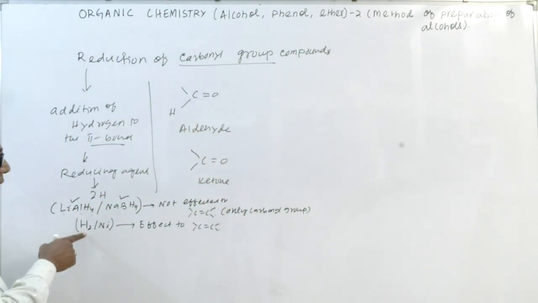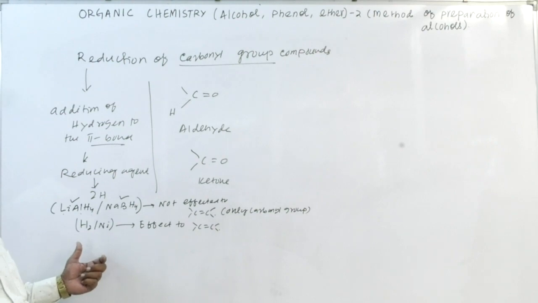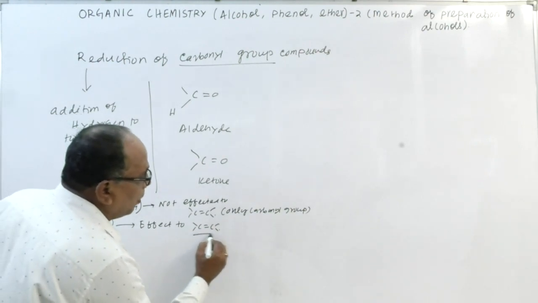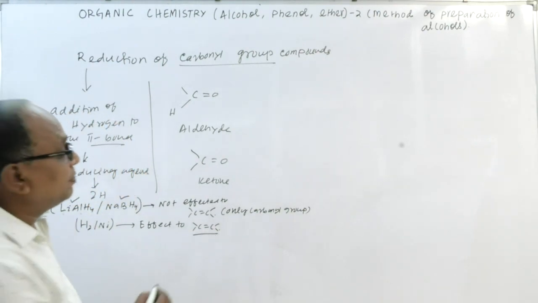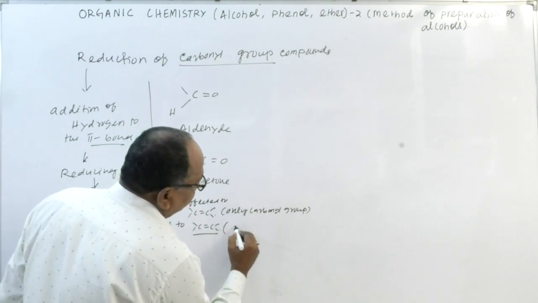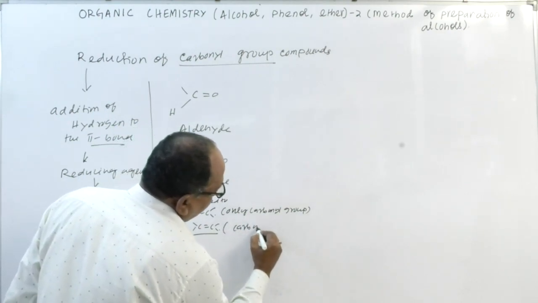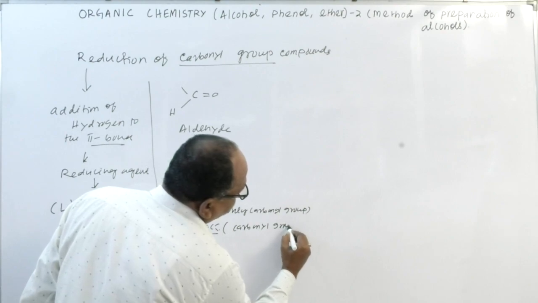When you are using catalytic hydrogen, meaning addition of hydrogen in the presence of a catalyst, or catalytic reduction, this can affect both the carbon-carbon double bond as well as the carbonyl group.